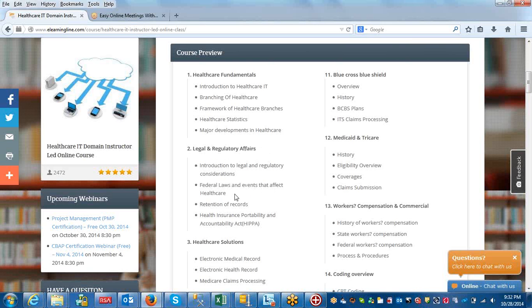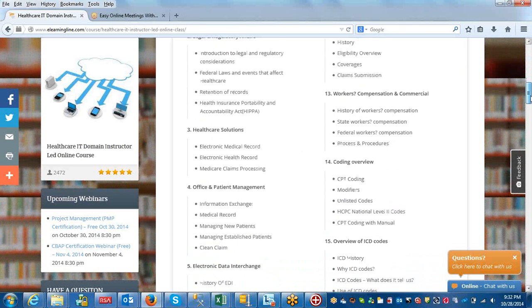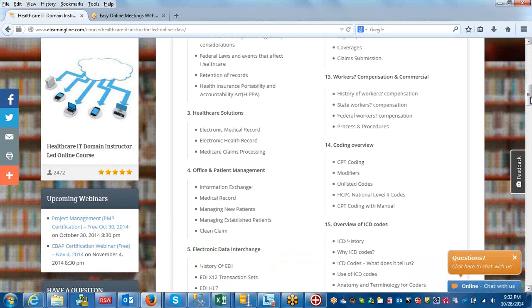We also help you understand the legal and regulatory affairs, to make sure what the federal laws are, how that affects us, and how that affects the overall healthcare industry. What are the different laws in terms of processing the claims, making sure the health insurance is getting processed properly, making sure the environment is secured, and how all these things get supported by IT.